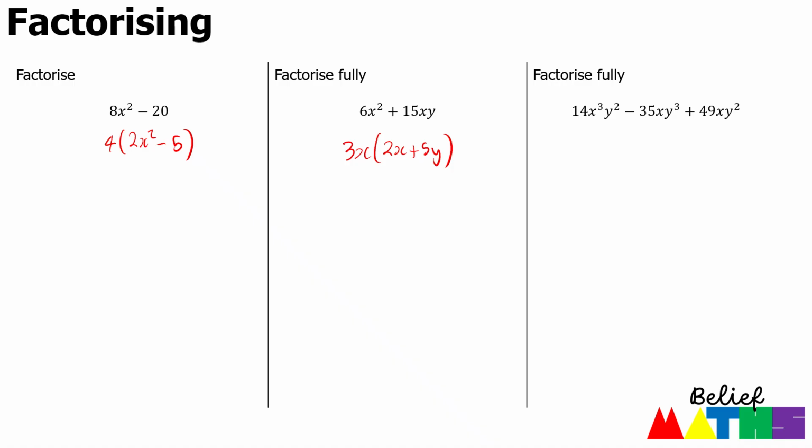Finally, in the last one, we need to look at what number will divide all of those. Well, they're all in the 7 times tables, so we can factorise out 7. We can take an x out of each of those terms, and there's a y squared, y cubed, and y squared. So we can take y squared out of all of them. That leaves us with 2x squared in the first term, minus 5y plus 7, because we've taken the xy squared out of the last one.